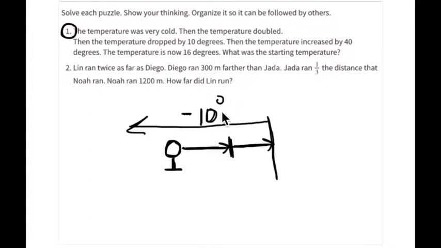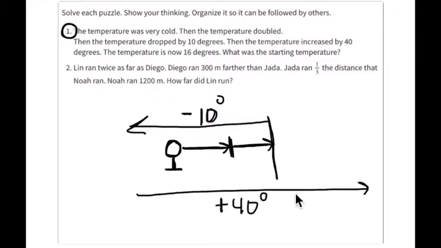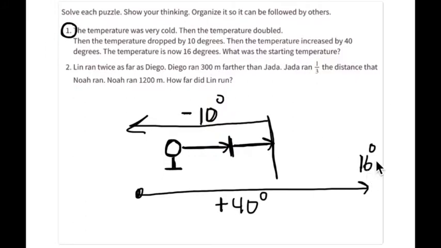So now I can actually put a number here and just draw an arrow, and I'm going to call that negative 10 degrees. I don't know where it starts, and I don't really know where it ends. It's just 10 degrees lower than whatever this point is right here. Then the temperature increases by 40 degrees. Now you add 40 degrees, and now I know where it ends. It ends at 16 degrees. So the temperature is now a positive 16 degrees.